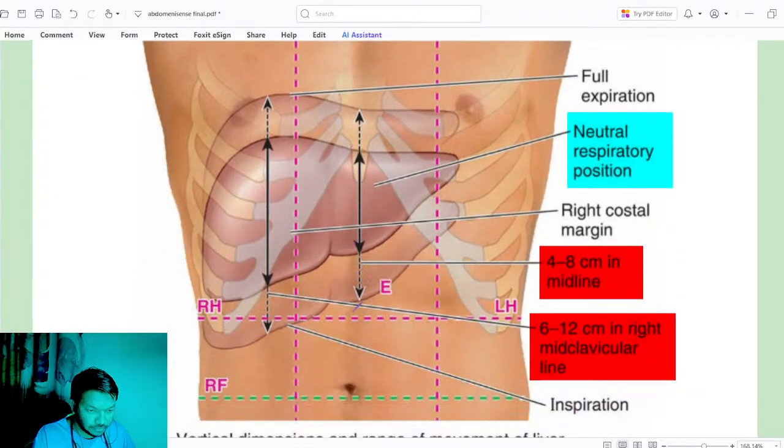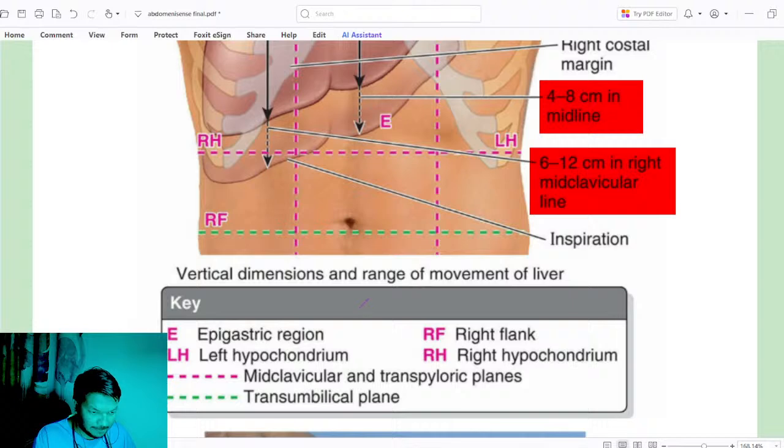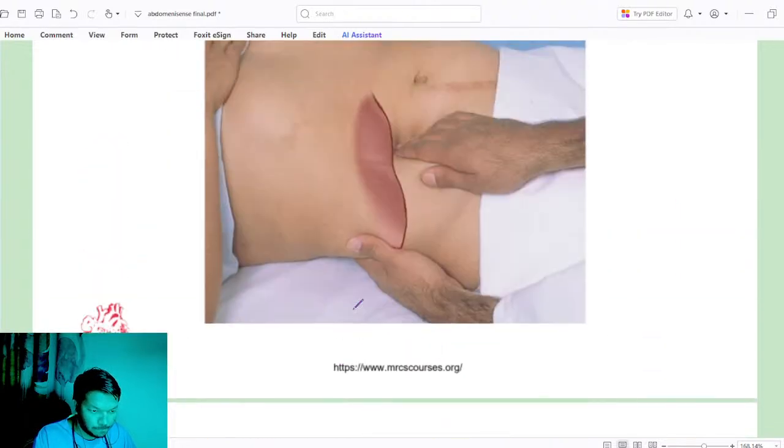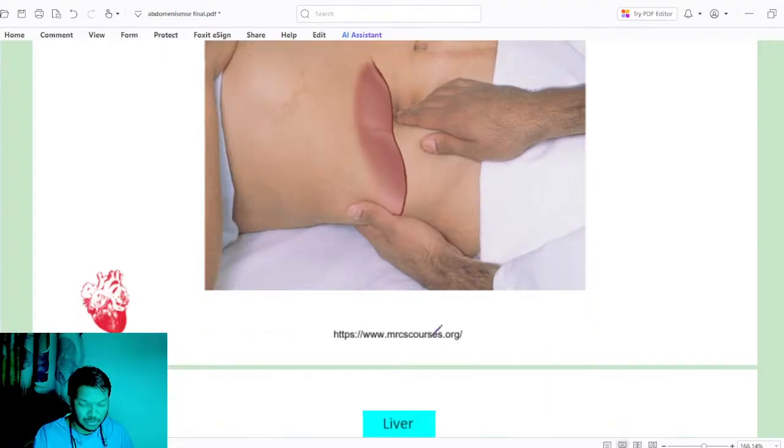Now hepatomegaly, no need, just clinically. 6 to 12 centimeters in the right midclavicular line. You know how to examine, how to palpate, how to do percussion, palpation, auscultation of the abdomen.